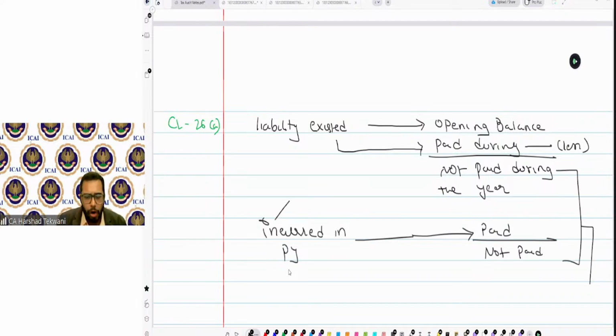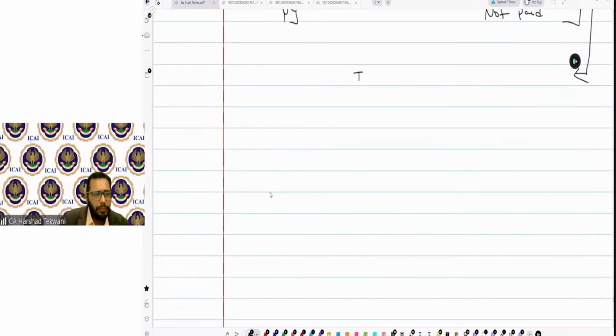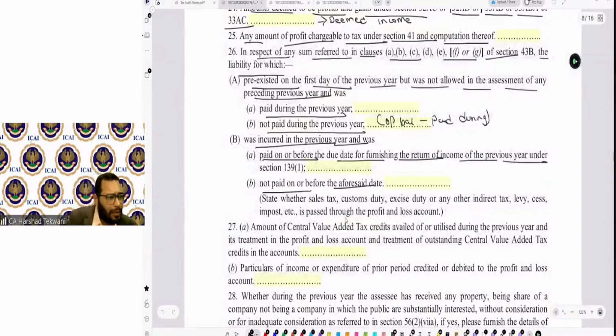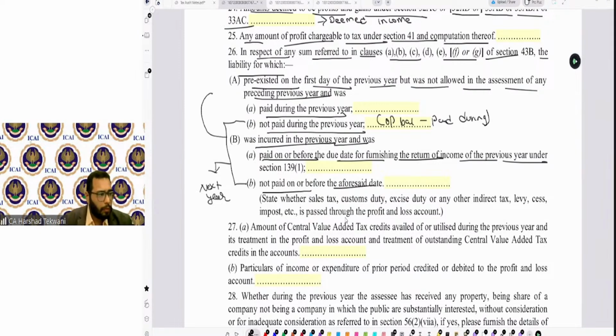Now this not paid and this not paid will become again, in the next year, pre-existed as per clause A, or basically sub clause A. And if I talk about over here, this one not paid and this one not paid, in next year this will form part of the one that pre-existed on the first day, and again the cycle will start, paid or not paid, paid or not paid, like this way.